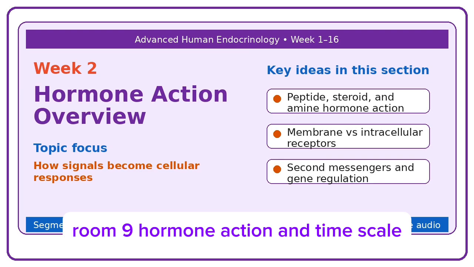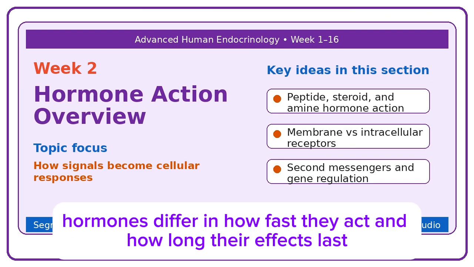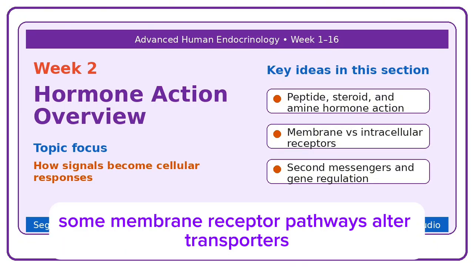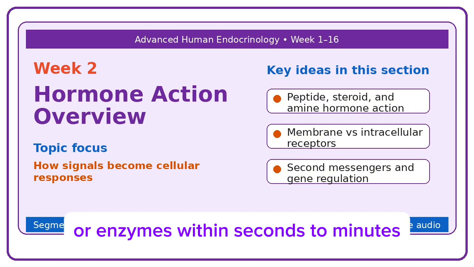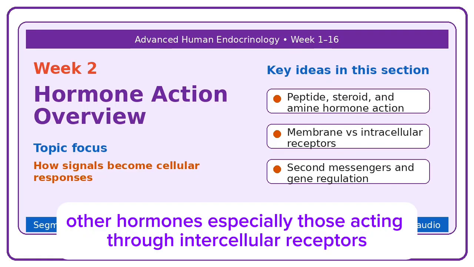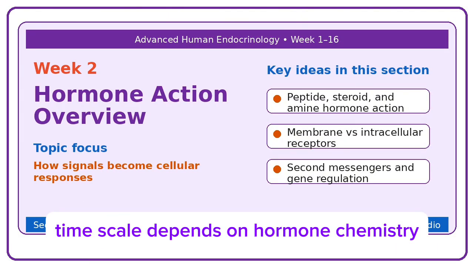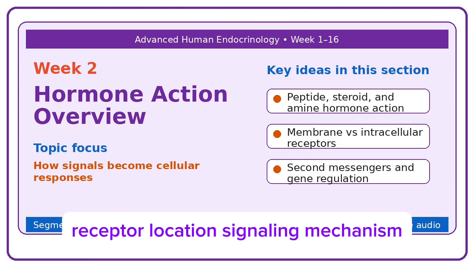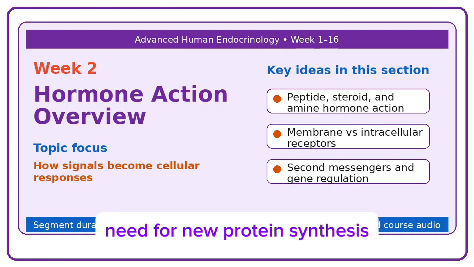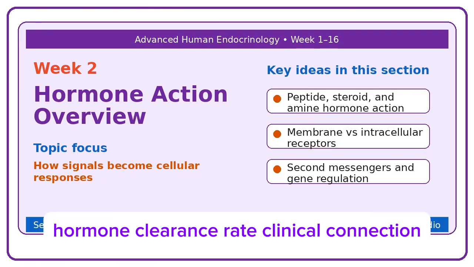9. Hormone action and timescale. Hormones differ in how fast they act and how long their effects last. Some membrane receptor pathways alter transporters or enzymes within seconds to minutes. Other hormones, especially those acting through intracellular receptors, may require hours to change gene expression and protein abundance. Timescale depends on hormone chemistry, receptor location, signaling mechanism, need for new protein synthesis, and hormone clearance rate.